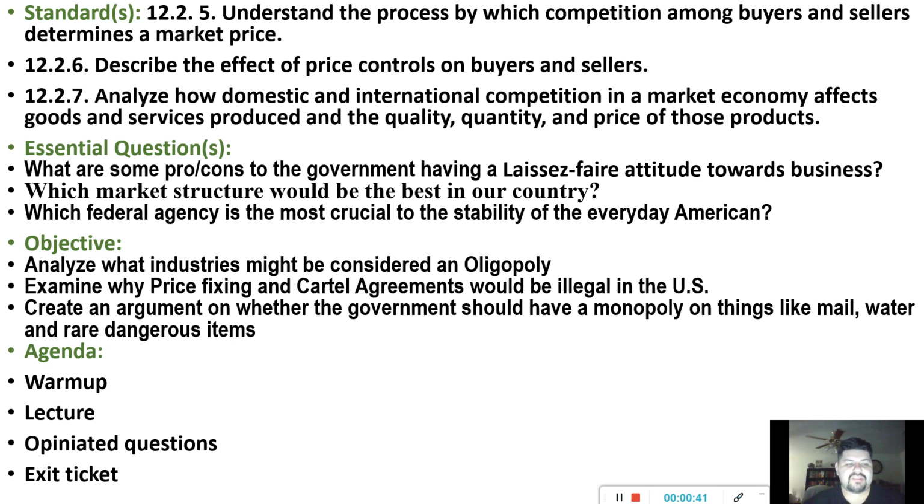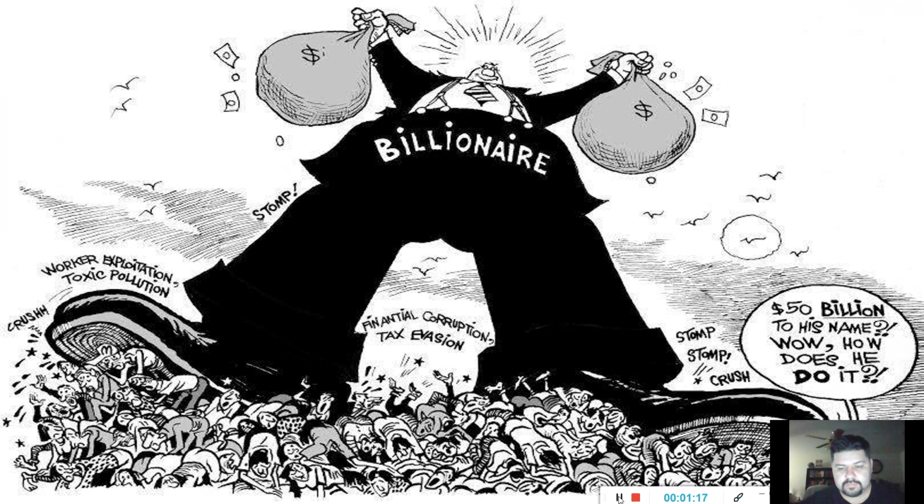So the objective today: we're going to analyze what industries might be considered an oligopoly. First, we're going to find out what it is, and then we're going to see which companies or industries have an oligopoly. Then we're going to examine why price fixing and cartel agreements are illegal in the United States. And lastly, we're going to create an argument on whether the government should have a monopoly on things like mail, water, and rare dangerous items.